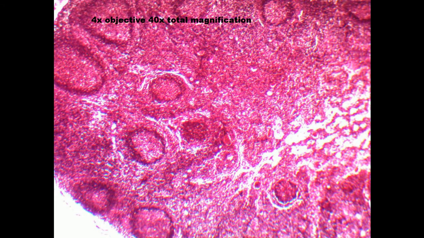Okay, our next slide is a better quality slide here. We can see this looks like a lymph node. We can see these little follicle areas, and inside those would be a germinal center. We can see some fibers in there. This is with the 4x objective.